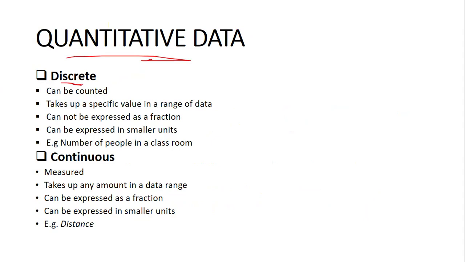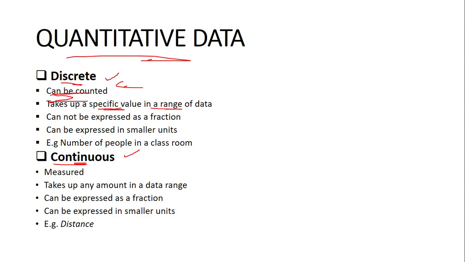And then, mostly in the exam, they're going to ask about quantitative data and the classes of quantitative data, right? So quantitative is classified into two: there's discrete and there's also continuous. Discrete data can be counted. That's the first characteristic. Even in the exam, you'll be asked to cite the characteristics of discrete data. It can be counted, and it takes a specific value or range.